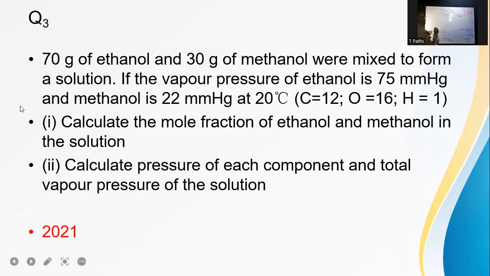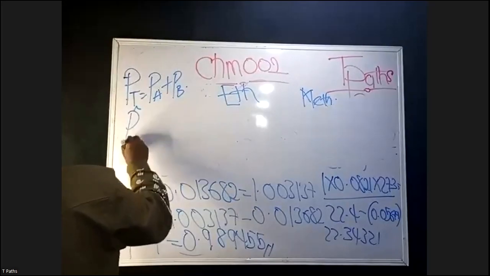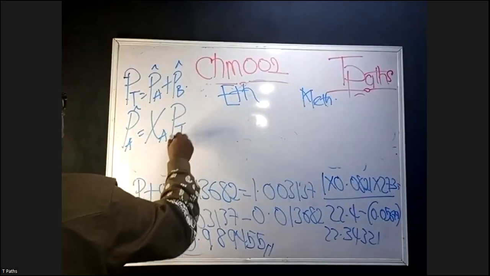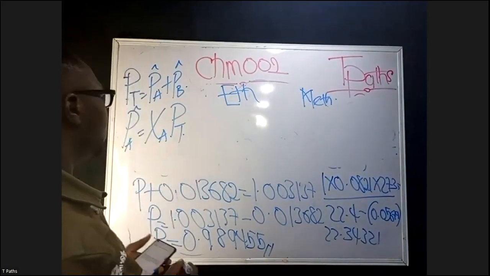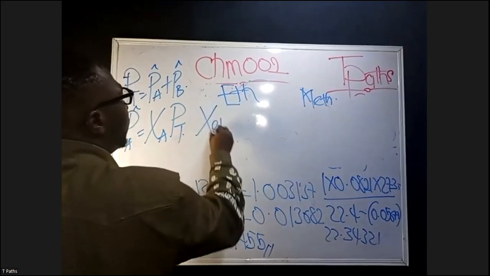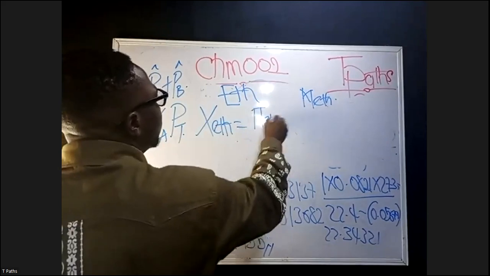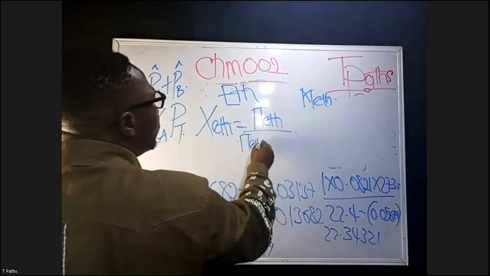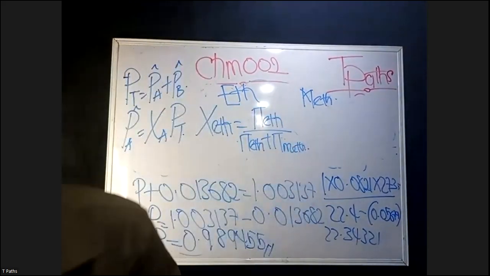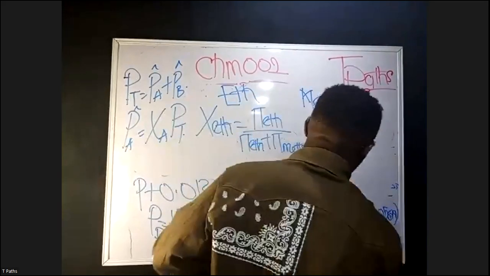Now, the total pressure is equal to the partial pressure of A plus the partial pressure of B. So what is the partial pressure of A? The partial pressure is equal to the mole fraction of A times the total pressure. Now, you need to get the mole fraction. What is the mole fraction of ethanol? The mole fraction of ethanol is equal to the number of moles of ethanol divided by the number of moles of ethanol plus the number of moles of methanol. So we need to do this mathematics.